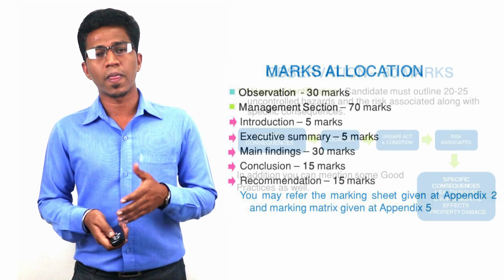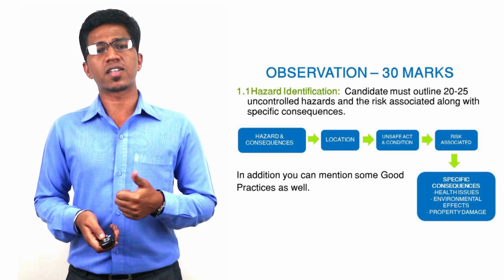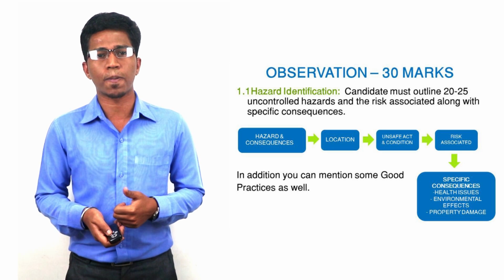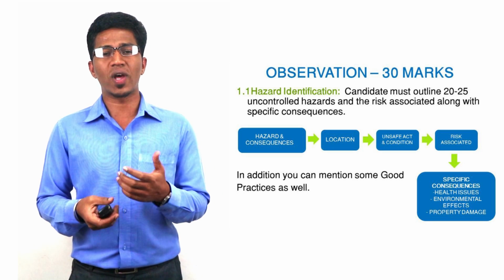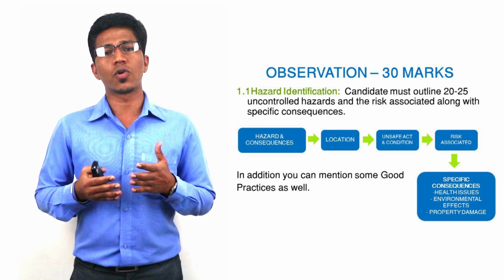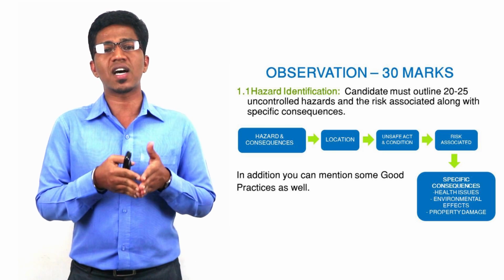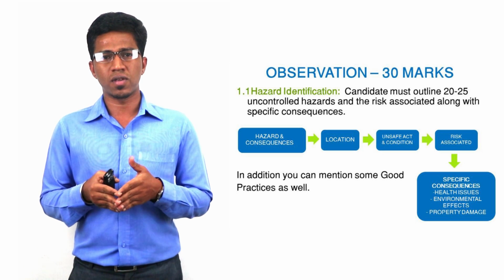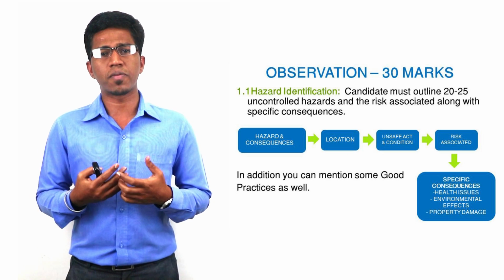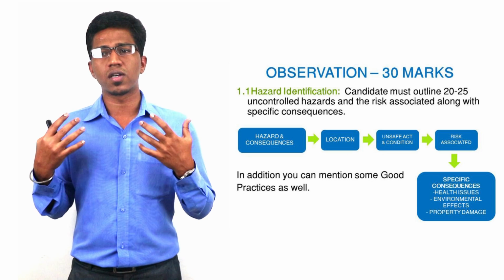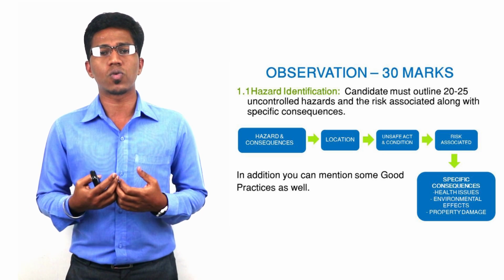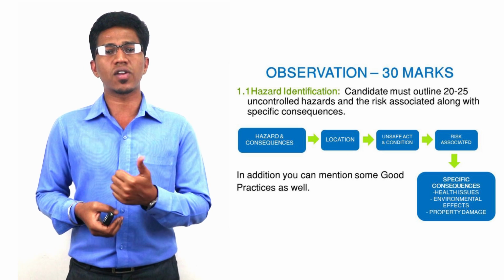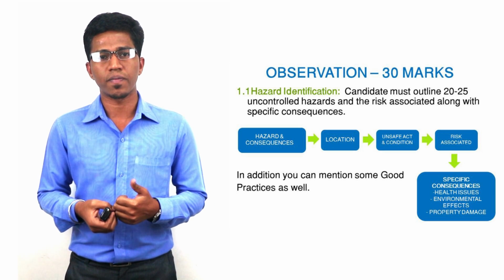Let's get started. Your observation, like I said, consists of 3 different areas. The first area we'll focus on is hazard identification. Now, what are we going to identify? When I say hazard identification, you're going to target the unsafe act and unsafe condition that exists in your workplace. Act is what is performed by a person. The condition is the area or the environment where you work, right? So these are the 2 things which are responsible for any kind of incidents in your work area.